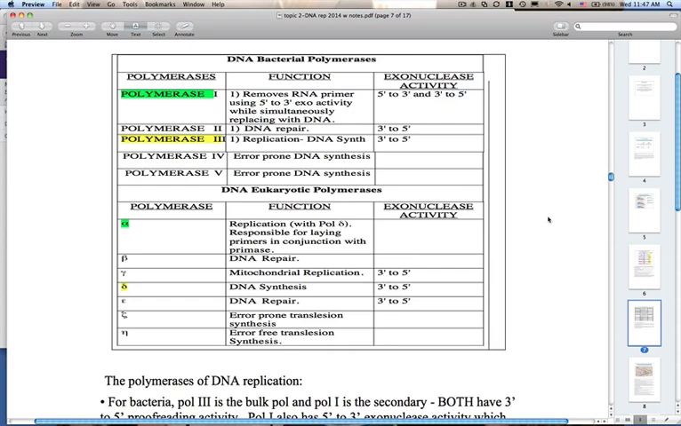the bulk and the secondary polymerases for the bacterial system have proofreading activity, only our bulk synthesis polymerases have that proofreading, right? So this exoactivity is what we call proofreading, right? Makes sense. It's just like when you're editing a text and you see, oh man, I spelled that word wrong. I gotta take it out, rewrite it, okay? So proofreading activity is essential for these enzymes.